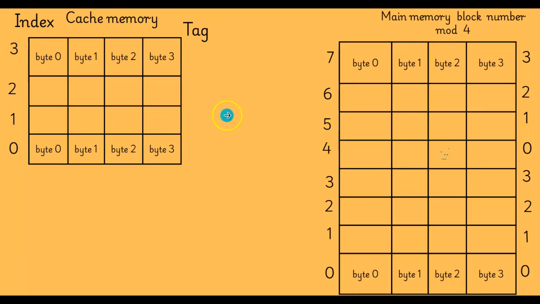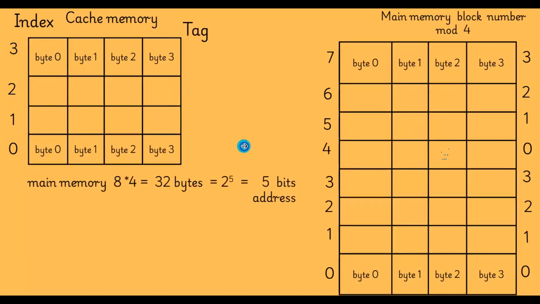But you should remember that cache memory is a very small memory to store frequently accessed data. So at any point of time, this cache memory can contain only 16 bytes of data. Now we'll see how mapping is done here. The main memory size we have seen is 8 into 4, 32 bytes. So what is the length of the address? 2 to the power of 5, which means a 5 bit address is required to access this main memory.